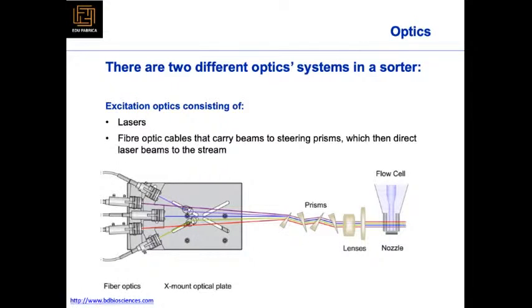There are two different types of optic systems in a sorter: lasers and fiber optic cables. Fiber optic cables carry beams to steering prisms, which then direct laser beams to the stream. These are the fiber optics, and these are the X mount optical plates. You put in the beam and, using the prism, it goes through your flow cell through the nozzles. Your various fluorescence lights travel through the prism, get condensed together, and go through our flow cells like this.